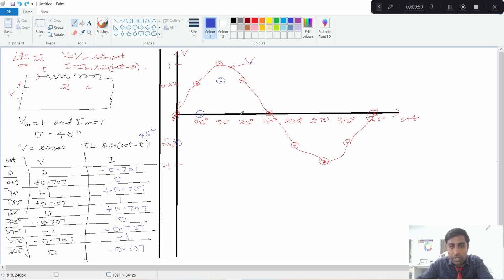You see here it is 135, so it will be maximum, and at 180 it is again plus 0.707, so it will come here. At 225 degree it is 0, so it will come here. At 270 degree it is minus 0.707, and at 315 degree it is minus 1, so at 315 degree it will be minus 1. And at 360 degree it is minus 0.707, so it will come.